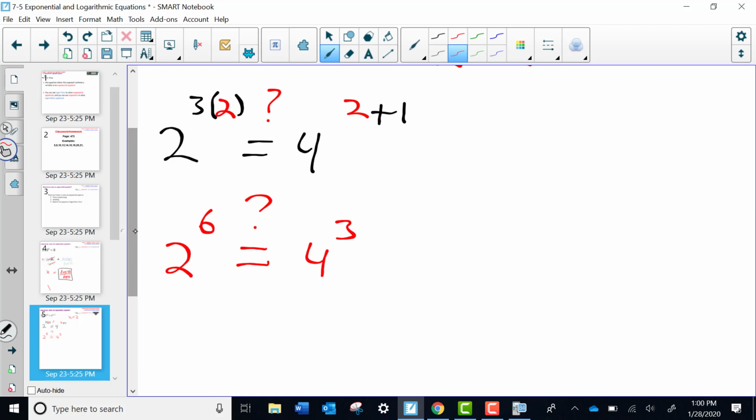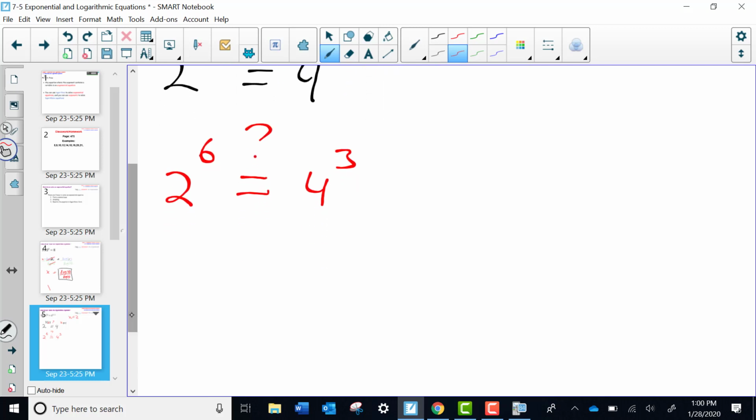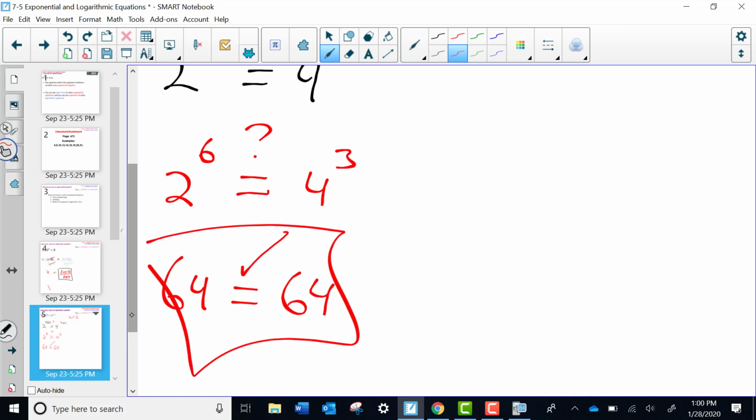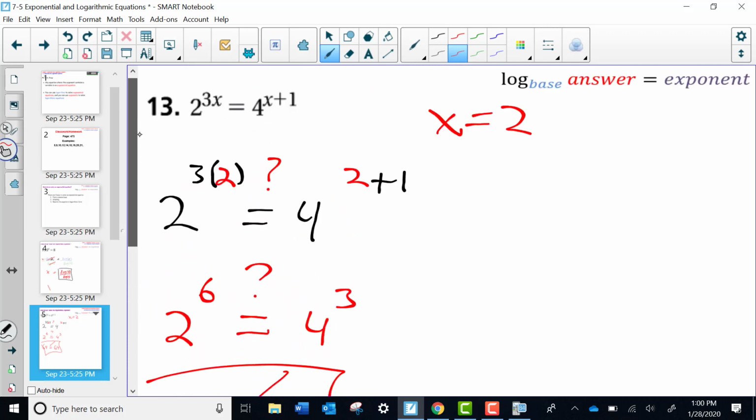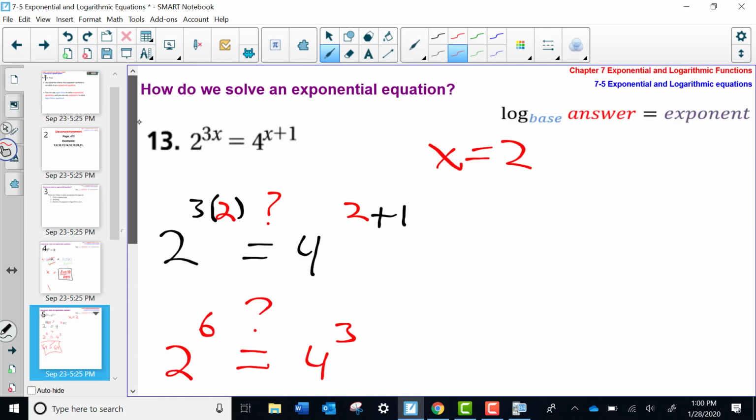Can someone please put 2 to the 6th power in their calculator and tell me what that is? Brianna? 64. Is 64 equal to 4 to the 3rd power? What is 4 to the 3rd power? It's also 64. So we did our work correctly because 64 equals 64. We know that x is equal to 2. Any questions on these two examples?